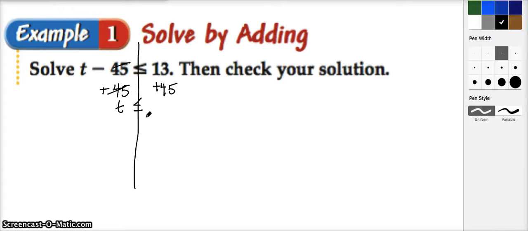T is less than or equal to 45 plus 13, which is going to be 58. So my solution will be written that this works for all t such that t is less than or equal to 58. That will be my set builder notation way of writing it.